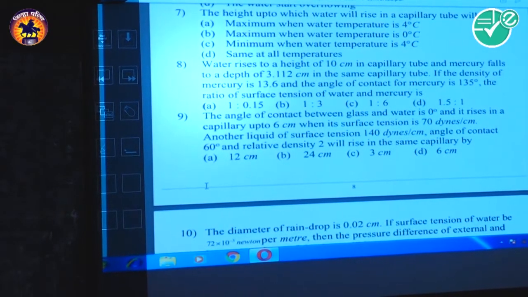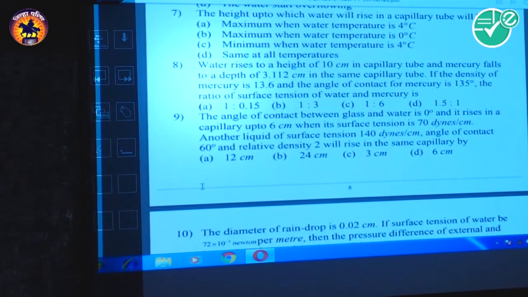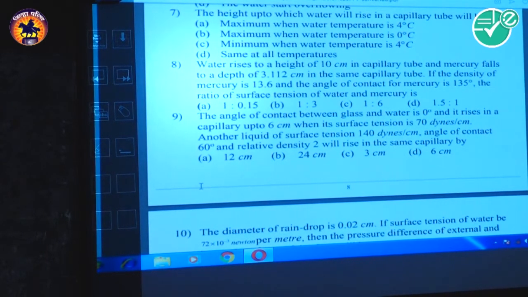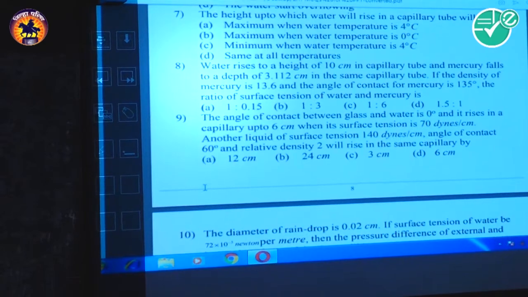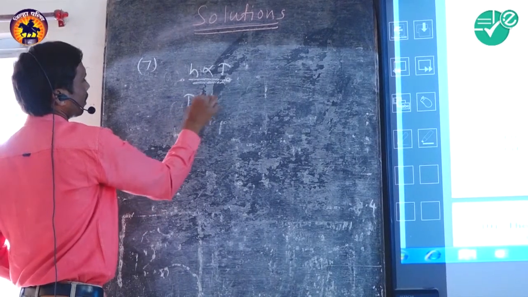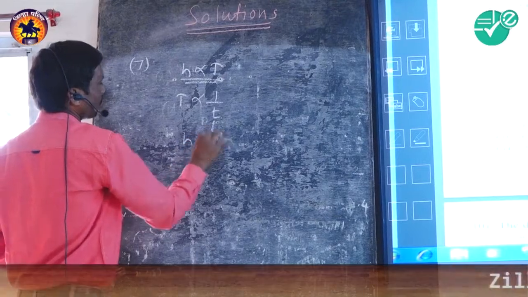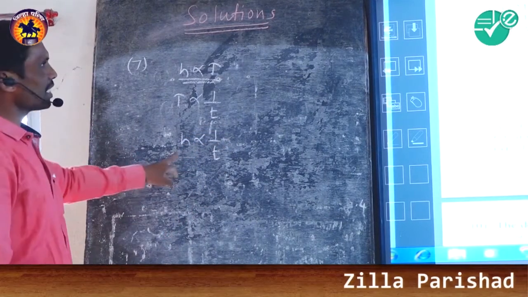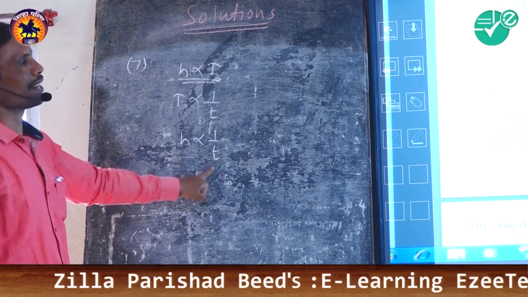Then the 7th MCQ. Height up to which water will rise in a capillary tube will be maximum when water temperature is 4 degrees Celsius. We know rise or the height is directly proportional to the surface tension, and we know that surface tension is inversely proportional to temperature. It means rise is also inversely proportional to temperature. It means this rise is maximum at the lower temperature and it is minimum at the higher temperature.